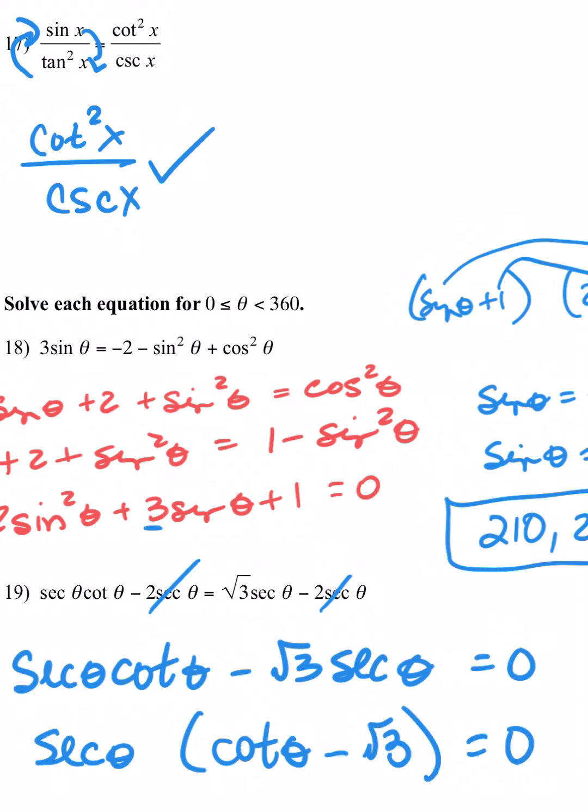Remember, the reciprocal of root 3 is root 3 over 3, and the reciprocal of root 3 over 3 is root 3. So this guy here, we're going to do the same thing we've been doing already. Sine squared of theta plus 2 equals, this would be 1 minus sine squared of theta, if we're going to change that, plus 3 sine of theta.